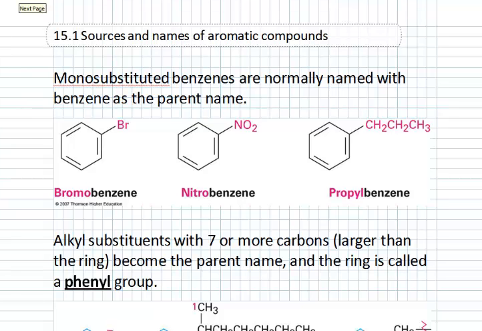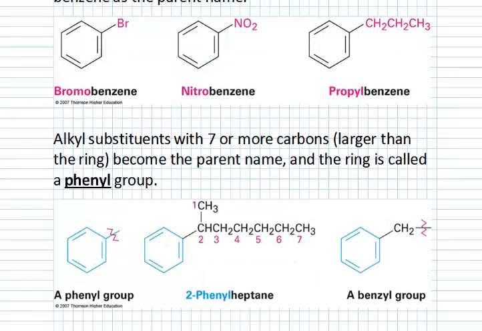Let's name some simple organic compounds. If we have a monosubstituted benzene, we just name it with benzene as the parent name. So we got bromobenzene, nitrobenzene, propylbenzene. Real simple to do with a monosubstituted benzene.